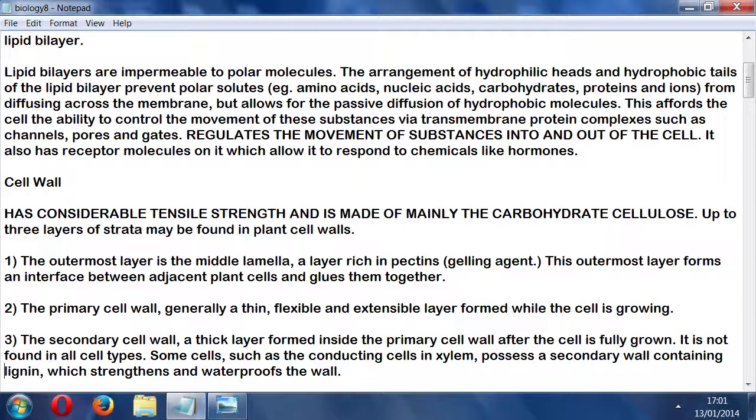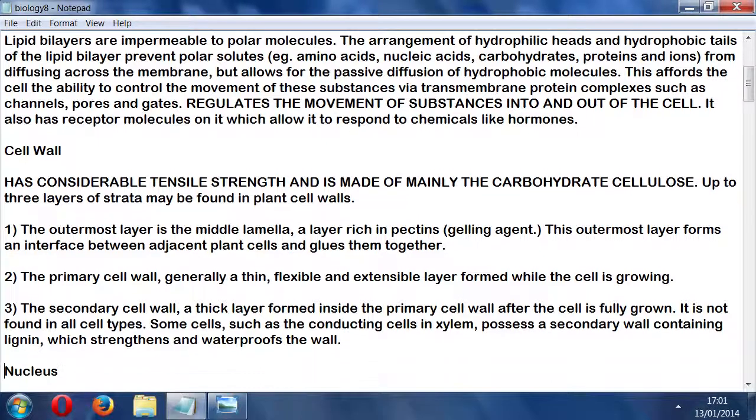So one of the things I thought of when I read that was like the primary cell wall seemed like your first set of teeth, and the secondary cell wall seemed like a second set of teeth. That was my initial response to it. Okay, so it is not found in all cell types, the secondary cell wall. Some cells, such as the conducting cells in xylem, possess a secondary wall containing lignin. I'm going to go for lignin, which strengthens and waterproofs the wall.